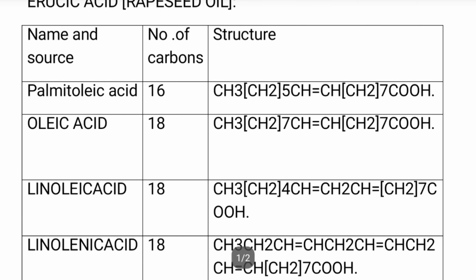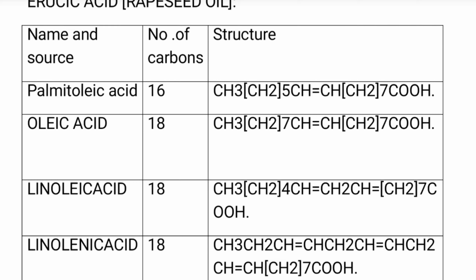I want to tell you how many carbons each has. These points are most important for your examinations, for IQ levels or whatnot. Everything here is most important. I want to tell you the name, source and number of carbons present in each acid, and how you can write the structure of that acid.